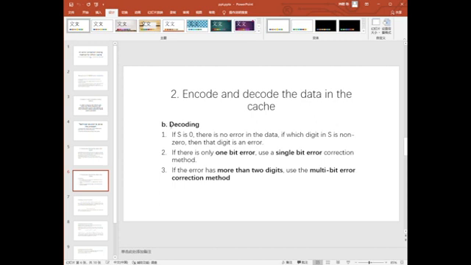In decoding, first, if S is 0, there is no error in the data. If a digit in S is non-zero, then that digit is an error. Second, if there is only one bit error, use a single bit error correction method. Third, if the error has 2 or more digits, use the multi-bit error correction method.